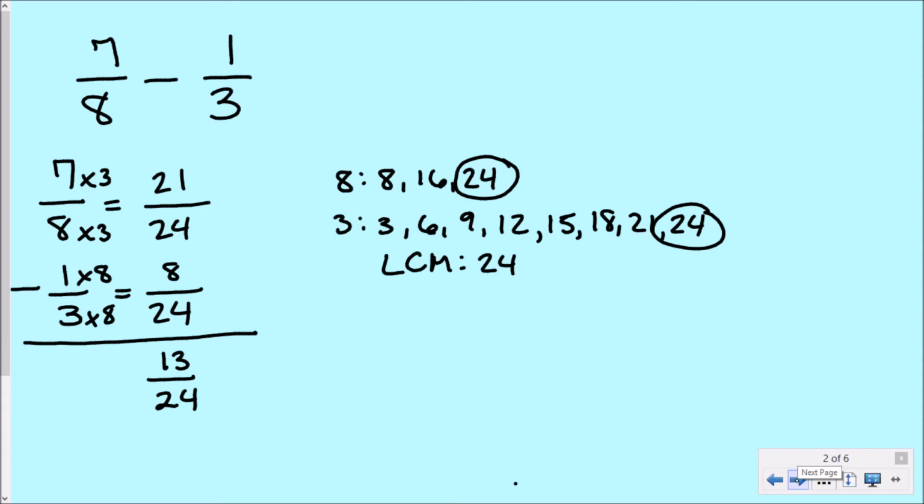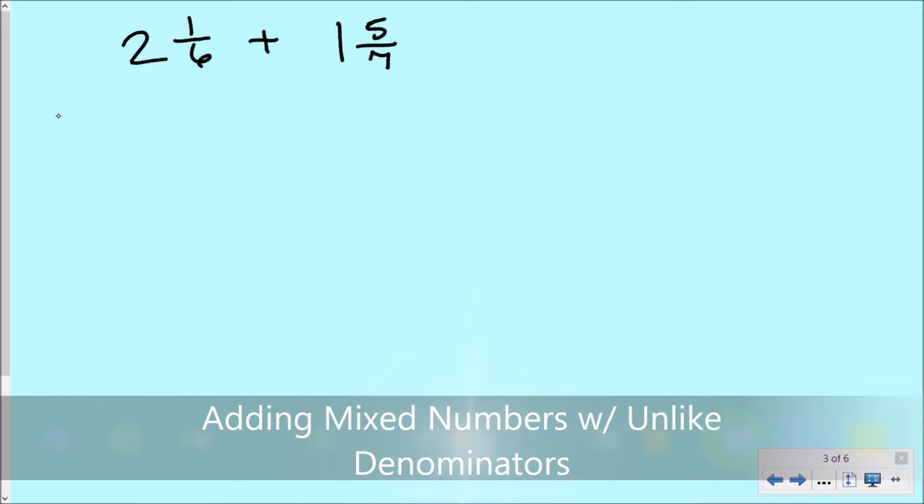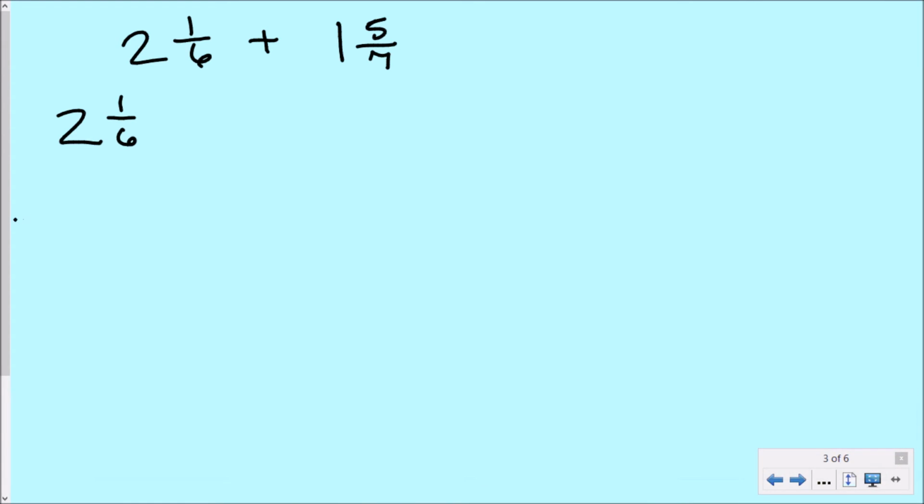And let's take a look at adding mixed numbers. Adding mixed numbers is very, very similar to adding fractions. The only thing you have to consider here is that your mixed numbers have a whole number, so therefore you just have to take that into consideration when adding. So I'm going to follow the same steps here, listing out the multiples of my two denominators.